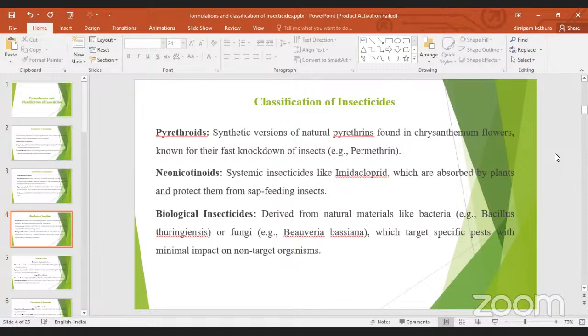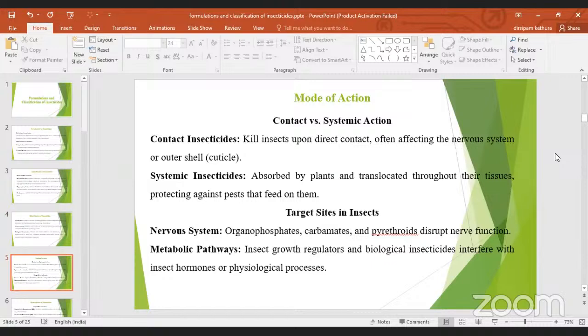Whatever we studied before are not biological insecticides, but this is the biological insecticide. For example, from Bacillus thuringiensis, and from fungi, which target specific pests with minimal impact on non-target organisms. Nowadays, in our day-to-day life, we are using Bt cotton. Yes, that resistance is from the gene isolated from Bacillus thuringiensis. So it is acting as a biological insecticide. That's how we are able to control pests.